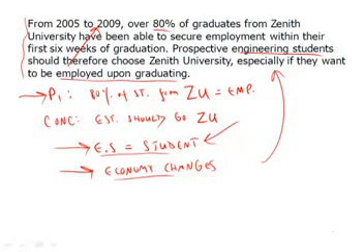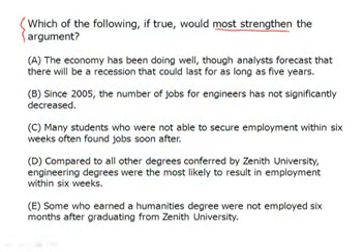The thing, though, is in a strengthened question, you want to plug up the hole. Therefore, the correct answer is going to say that engineering students are exactly the same as other students who graduate from ZU, or engineering students are even more likely than other students graduating from ZU to get a job after graduating. So, that said, let's go down here to the answer choices.